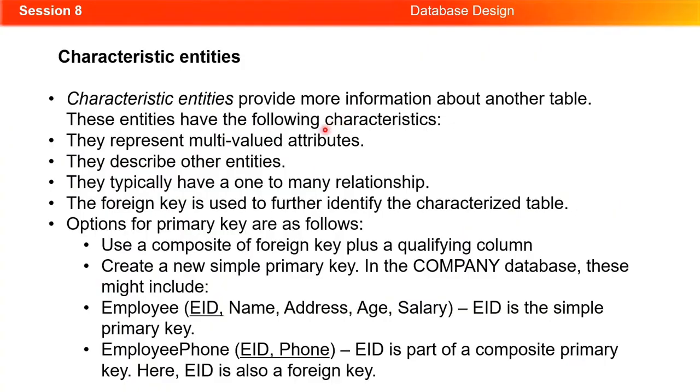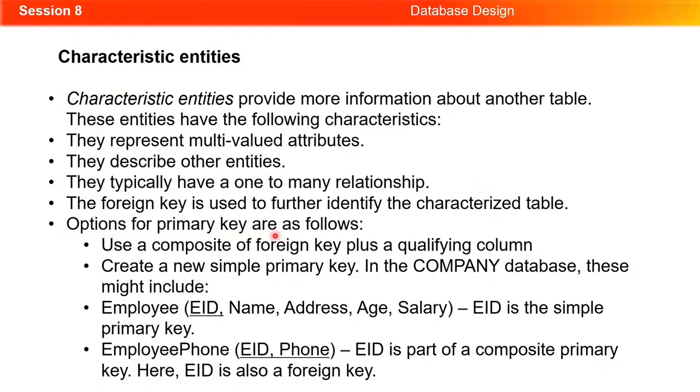And characteristic entities. So characteristic entities provide more information about another table. These entities have the following characteristics. They represent multi-valued attributes, so they're columns with multi-value attributes. They describe other entities. They have typically a one-to-many relationship. The foreign key is used to further qualify the characterized table.